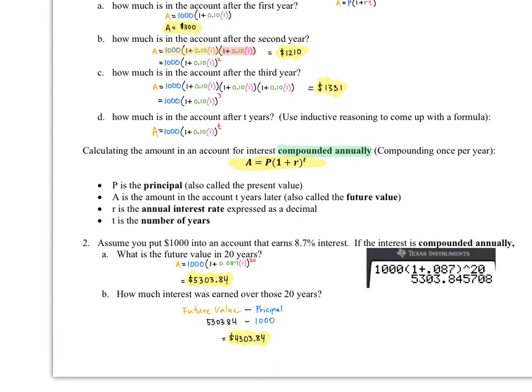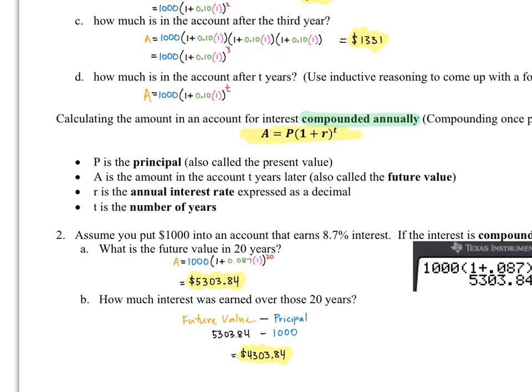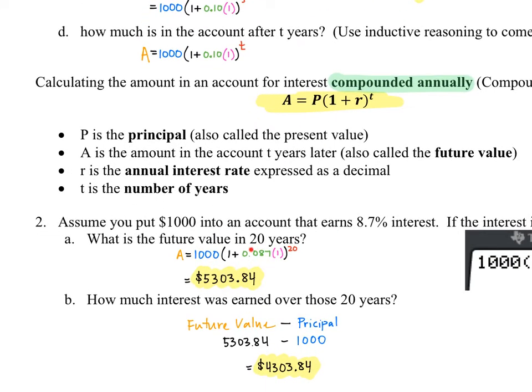So let's look at this first example here. Assume you put $1,000 into an account that earns 8.7% interest. If the interest is compounded annually, what is the future value in 20 years? Well, if it's annually, I can think of it as P times 1 plus R to the T, or that's where that times 1 comes into play. So we have 1,000 times 1 plus our rate raised to the 20th power, because it's sitting in there for 20 years. At the end of 20 years, that's how much money is in the account. Not bad for not touching it for 20 years and not doing any work.